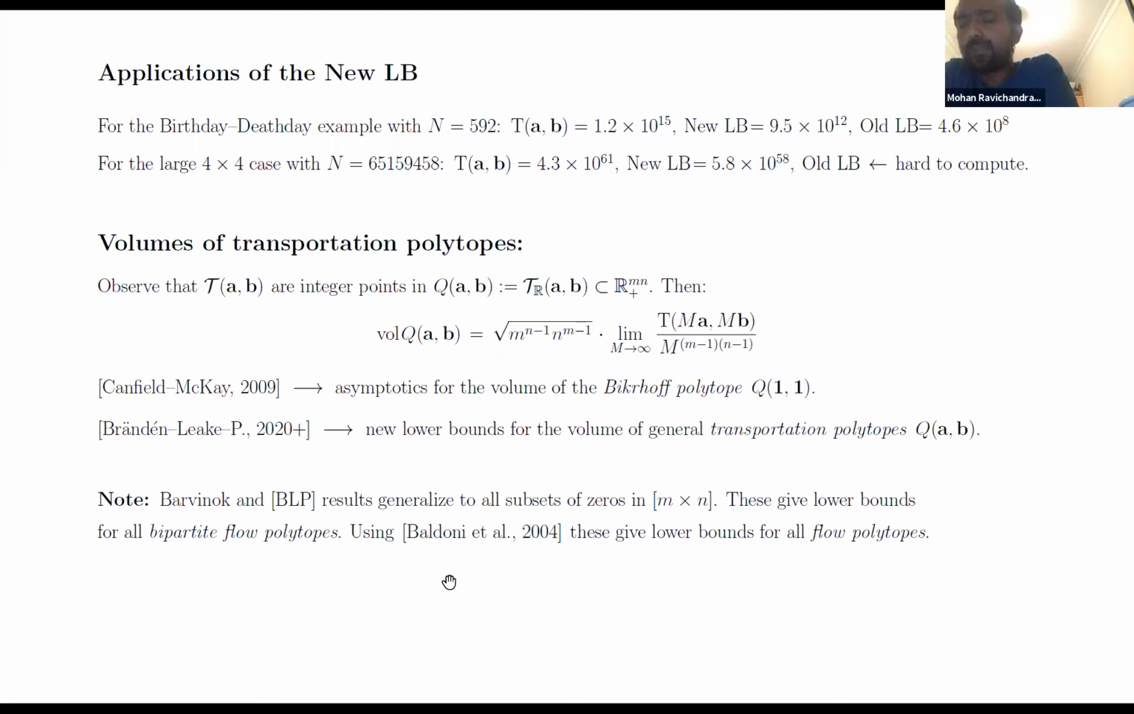Could I have a question? Could you make any comments on these multi-way contingency tables? Yes, I can. So the question is about multi-way. Multi-way means high dimensions, three and more dimensions.